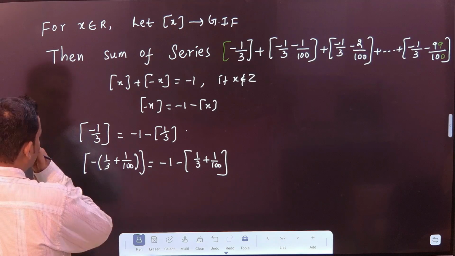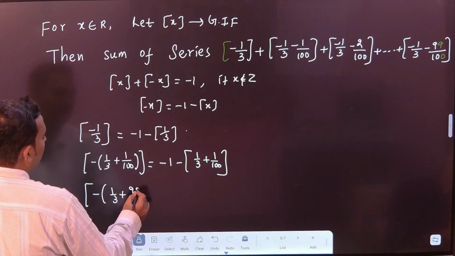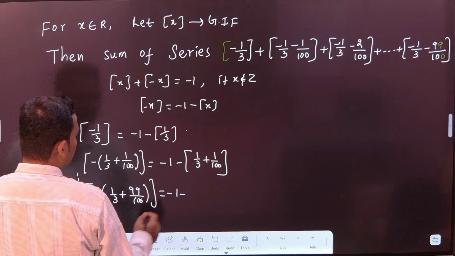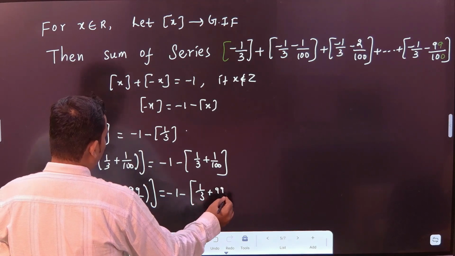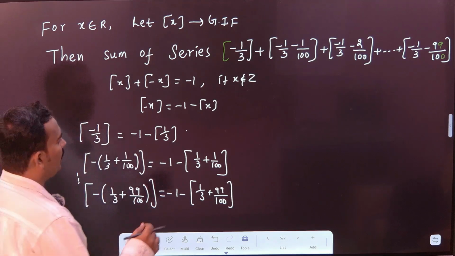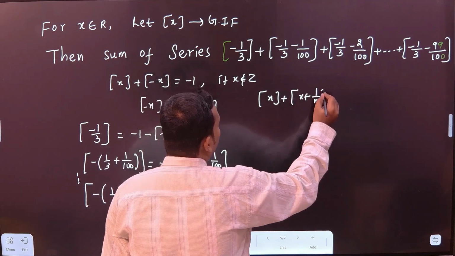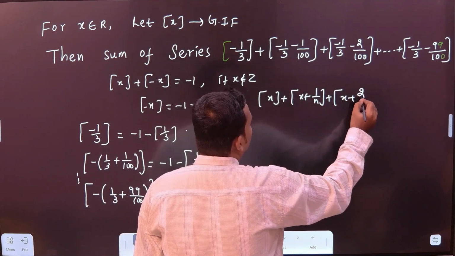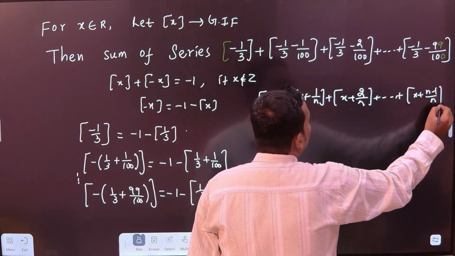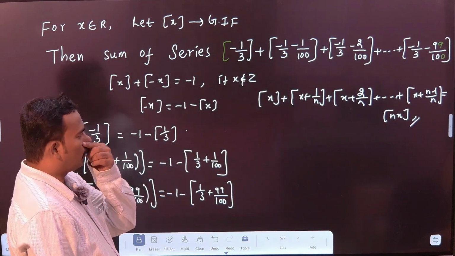Okay, the same way you can write the last term: minus of 1 by 3 plus 99 by 100 is equal to minus 1 minus, so on, right? So 1 by 3 plus 99 by 100 we can write. Clear? But you know one important property in the greatest integer function: the greatest integer function of x plus the greatest integer function of x plus 1 by n plus the greatest integer function of x plus 2 by n, so on, up to the greatest integer function of x plus n minus 1 by n, is equal to the greatest integer function of n times x. Have to remember this property.